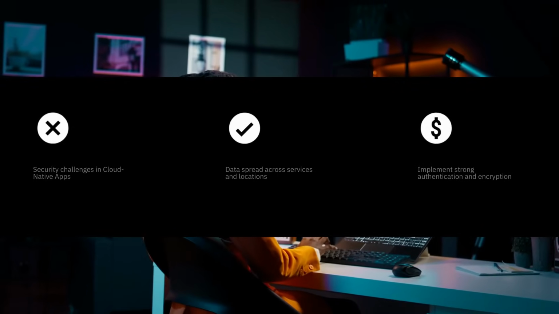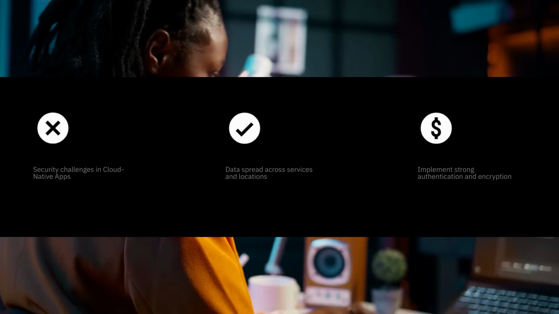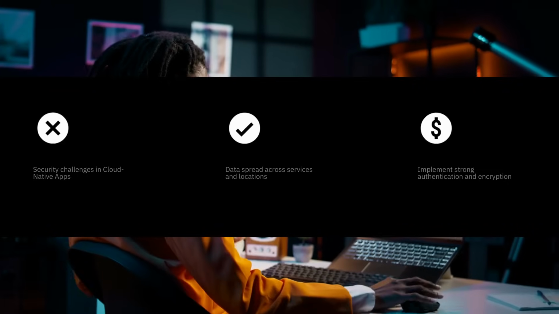Organizations must implement strong authentication, encryption, and monitoring practices. These practices not only protect sensitive information, but also help in identifying and responding to potential threats in real time.